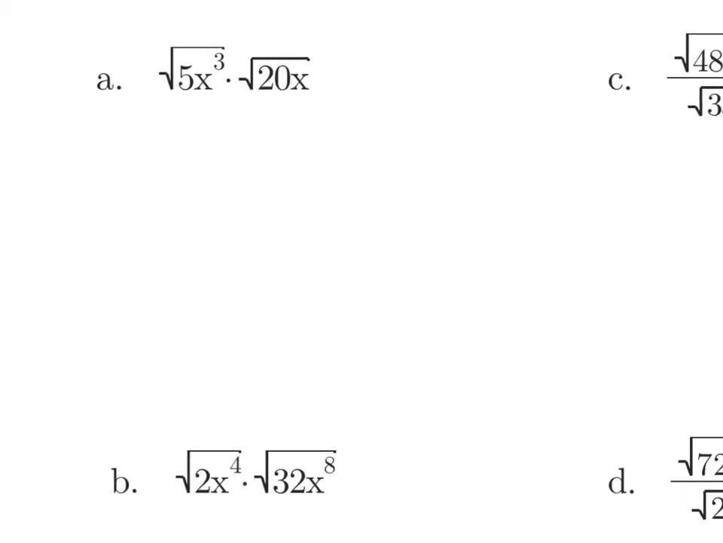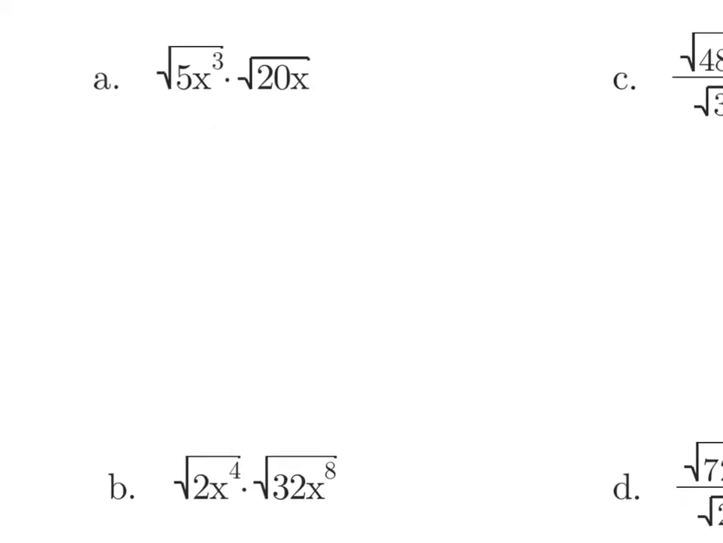So for example A, when we combine this into a single radical, we're going to multiply the numbers. We get 5 times 20 is 100. We're going to add the exponents, and so we get x to the 3 plus 1 is 4. To simplify the square root, we're going to take the square root of 100, which is 10. We're going to divide the exponent by 2, and we get x squared.